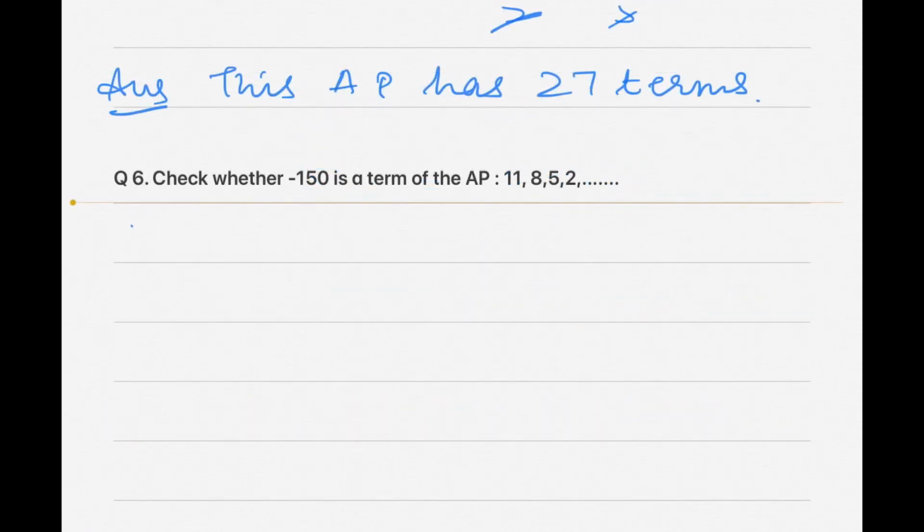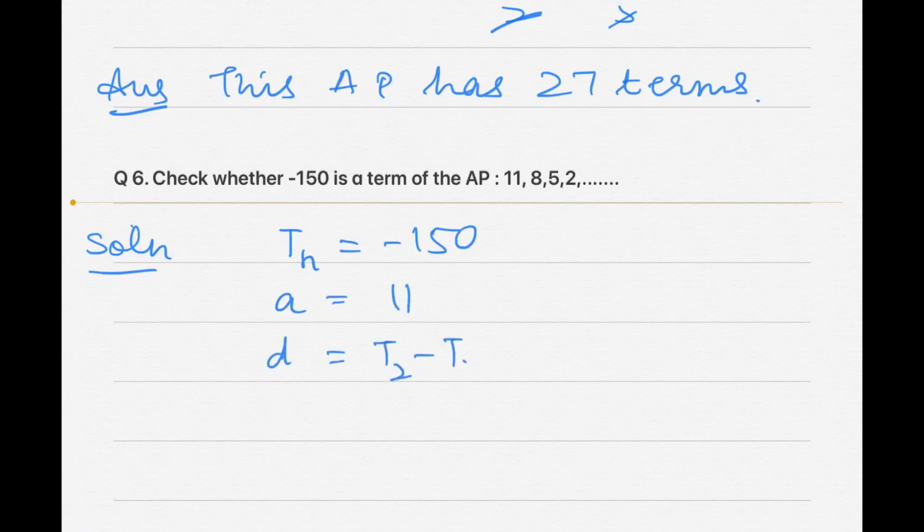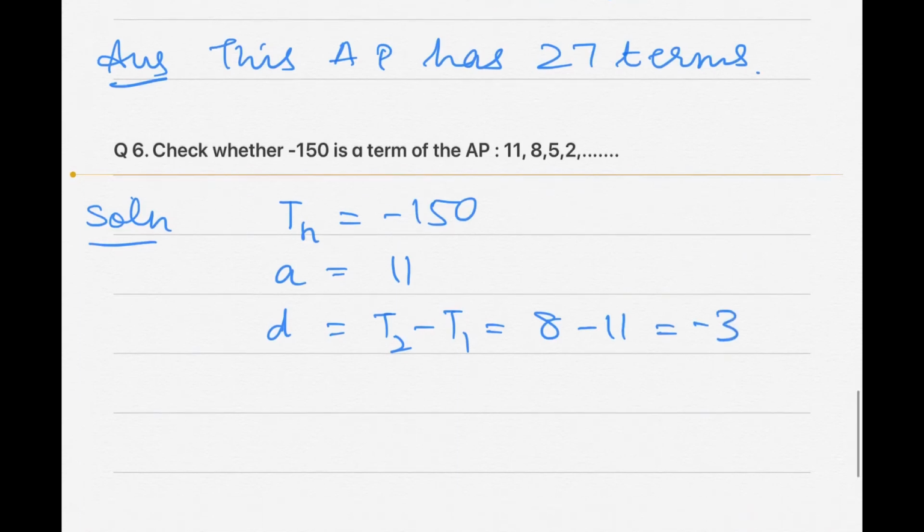Question number 6 says check whether minus 150 is a term of the AP. The AP is given to us as 11, 8, 5 and 2. So let's move to the solution. In this I have to find out whether my Tn, given as minus 150, is a term. A from the AP I can find out as 11. D will be equal to T2 minus T1, so that will be 8 minus 11, so minus 3.